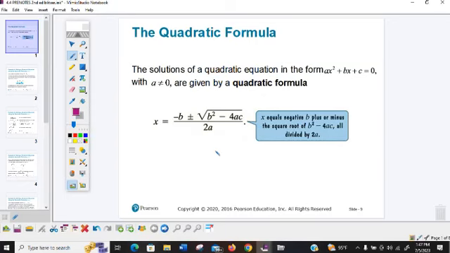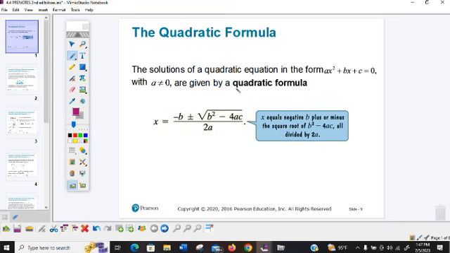All right, in this section, we're going to use the quadratic formula to solve equations. In the last section, we factored and we set it equal to 0, but not everything factors. Some equations are what we call prime. You can't factor them, and when you can't factor them, you have to use the quadratic formula.